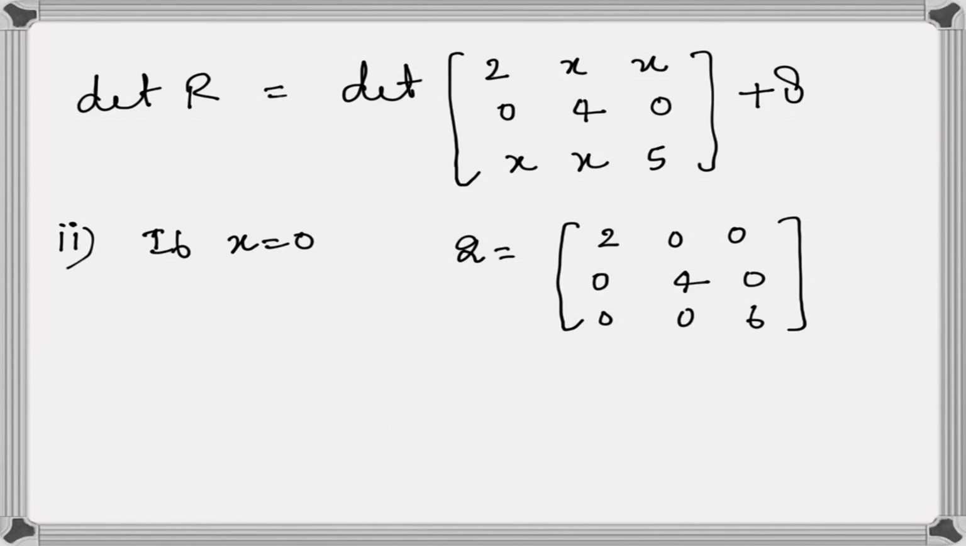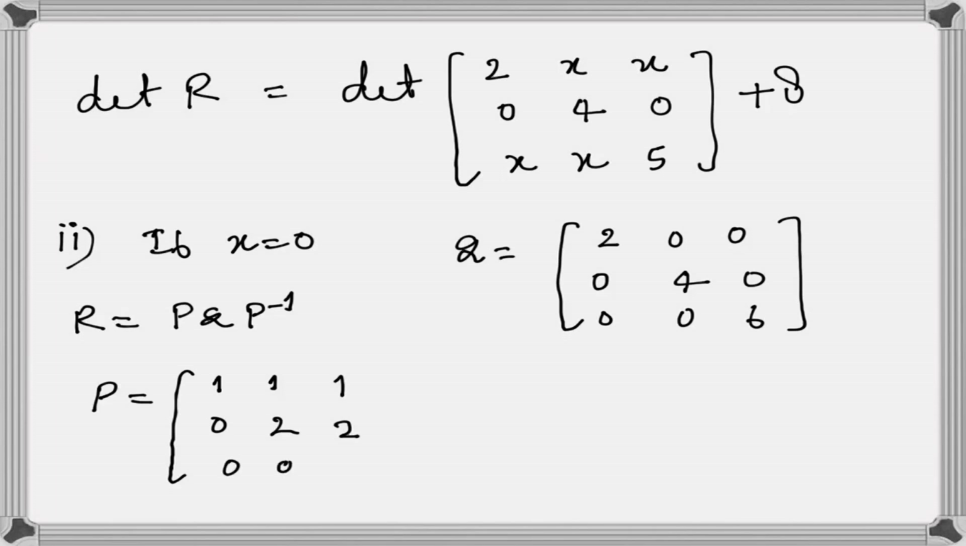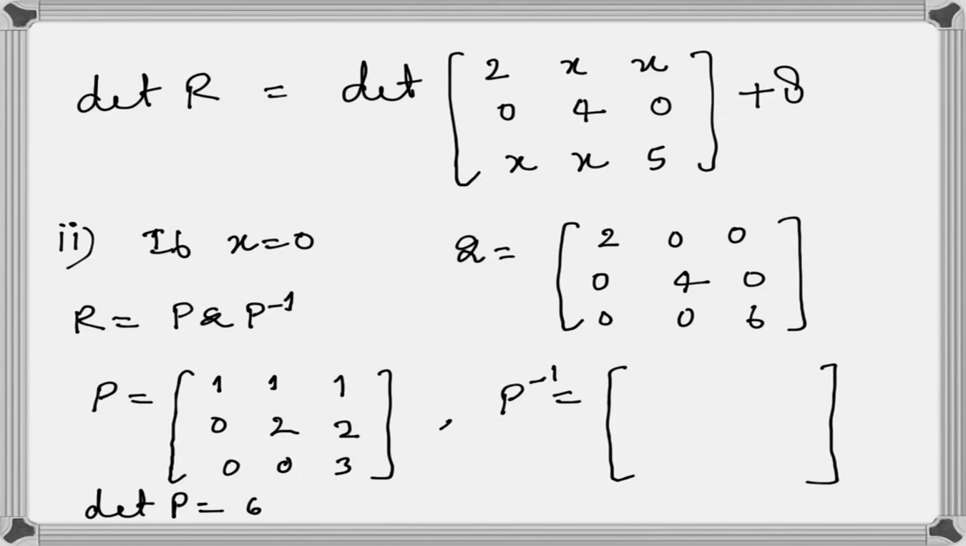Now we need to calculate R explicitly. Remember R was PQP inverse. We know P and we need to find P inverse. P is 1, 1, 1; 0, 2, 2; 0, 0, 3. We can easily check that the determinant of P is not equal to 0, hence it is invertible. The P inverse you can calculate by finding its adjoint and dividing the adjoint by the determinant of P, which is 6. I'll leave this as an exercise.